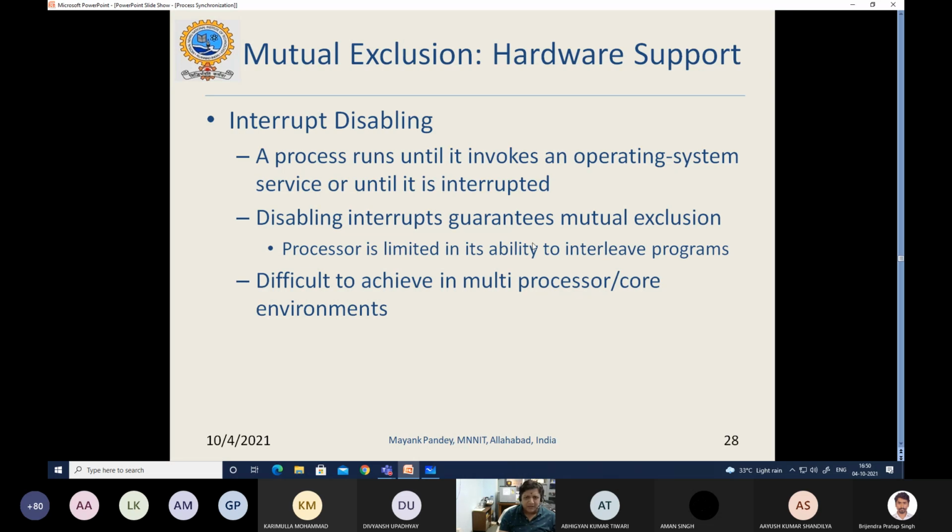If there is a single processor, the processor will be limited in its ability to interleave the programs. Multi-programming will not be possible. At a time, only one process, kind of sequential. One process gets the thing done, then another process, then another process. So interleaving is not possible and you'll be wasting so many CPU cycles. And in any case, it is difficult to achieve in multi-processor, multi-core environments because you can't disable interrupts for whole processors. Fine.